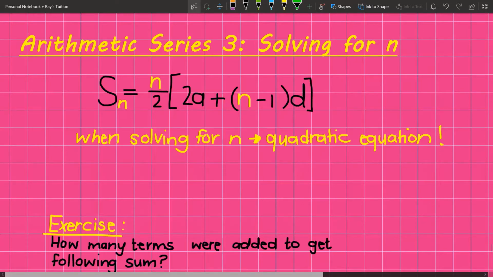Now when we solve for n in arithmetic series, what we have is a quadratic expression in n, as in the degree of n is 2. So you're going to be solving a quadratic equation, which is exactly why they love you to solve for n so often, because then you have to use quadratic equations to solve. So let us have a look at an example.